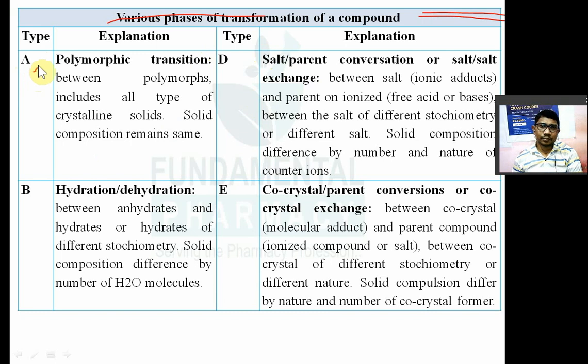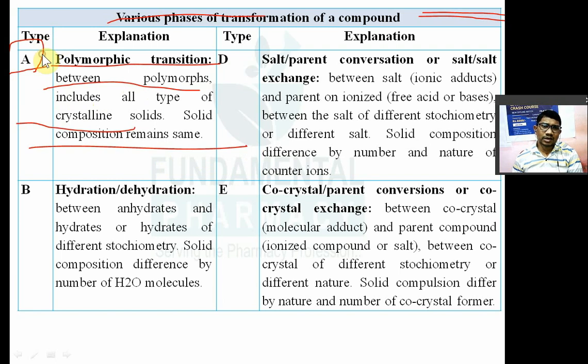What is phase A? Phase A is nothing but known as the polymorphic transition. So phase A को बोलते हैं polymorphic transition. The transition occurs between different polymorphs, which includes all types of crystalline solid. Now, while transition एक पॉलीमॉर्फ से दूसरे पॉलीमॉर्फ में जब उसका ट्रांजिशन होता है तो वहां पे क्या चेंज होता है? सो सॉलिड कंपोजिशन रिमेन्स सेम.